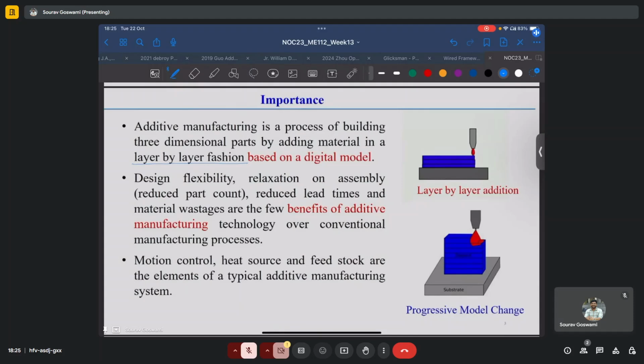As we see here, first we have a two-dimensional view where layer by layer addition is depicted. And as we see in the figure at the bottom, the material is being added progressively, and any numerical or computational representation of such a process should also ensure that this interaction is captured. That is, the material should not be made available all at once. Rather, it should be added progressively to the system.